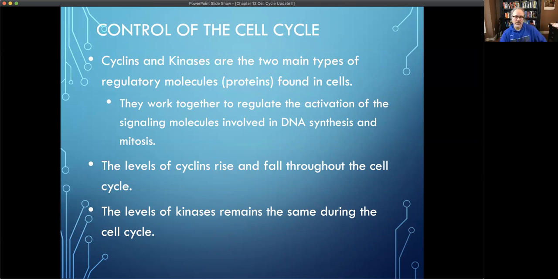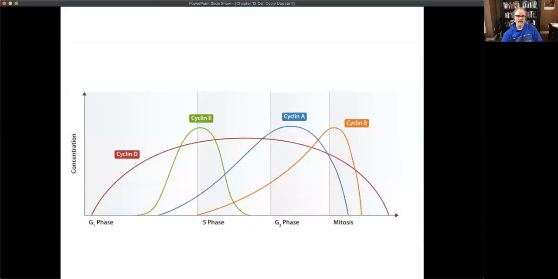kickstart certain events in the cell, such as DNA synthesis, cell growth, all of those types of things. And cyclins, you can think of like a cycle, something that repeats, something that rises and falls. Cyclins are the substances that are going to rise and fall throughout the various stages of the cell cycle. Okay. And they're going to interact with kinases, and the kinases are present in basically a constant amount in the cell throughout the life of the cell. And as the kinase levels rise and they interact with these cyclins, they're going to cause a whole variety of changes. So if you look at this graph right here, you can see the various cyclin levels increasing and decreasing through the different phases of the cell cycle.